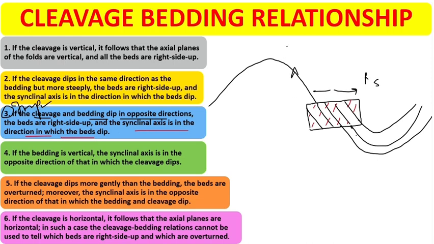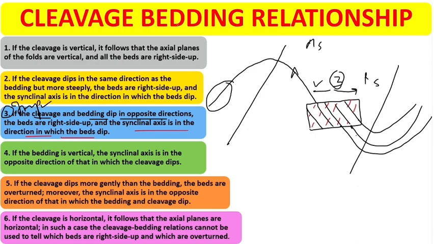So this is your axial plane. This is your axial plane. It means it is an asymmetrical fold. One limb is high angle and another limb is low angle. But we are not getting any data here, so I'm not saying that. I'm just constructing on the basis of that. In the end, you will understand. This is case three.